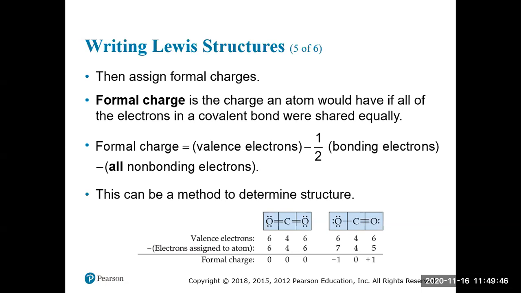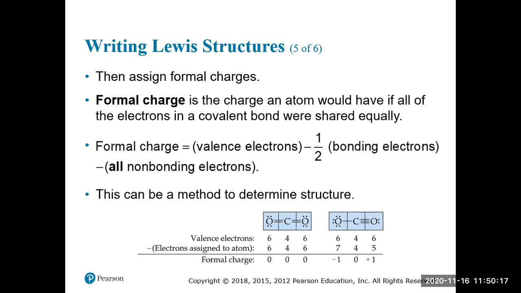So we go ahead and do that for oxygen. We can do that for carbon. Carbon, we have 8 bonding electrons. 8 divided by 2 is 4. So if we go ahead and then subtract those electrons that are assigned to the individual atoms from the valence electrons, for the CO2 where each of the O's are double bonded to the carbon, we see the formal charge is 0 across the board.